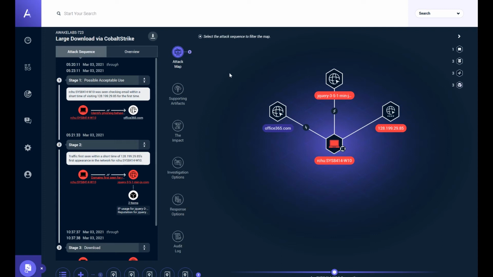But so what do we see here, right? Well, we see in this situation, it's titled "Large Download via Cobalt Strike." So that's the ultimate model that triggered, that initiated the investigation.